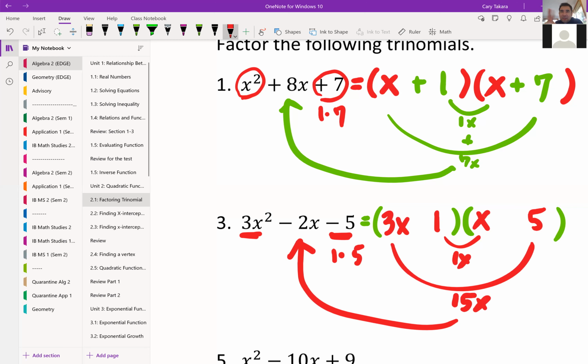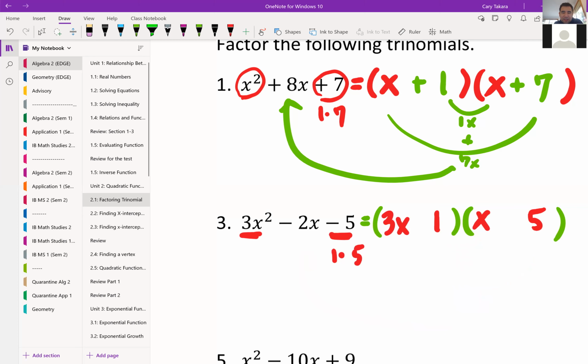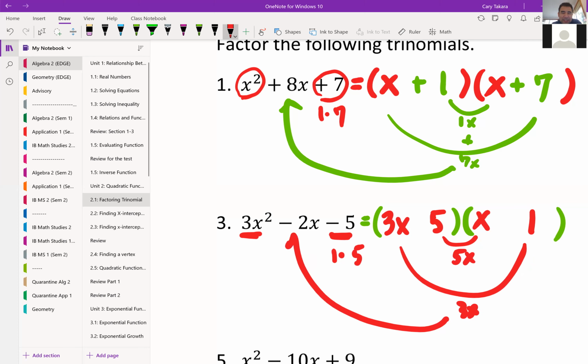So does that mean that 1 and 5 is wrong? No, we can switch around. So instead of 1 and 5, I'm going to do 5 and 1. And you get 5x, you get 3x. How can we get -2x? Which one has to be negative? Is it 5x or 3x?